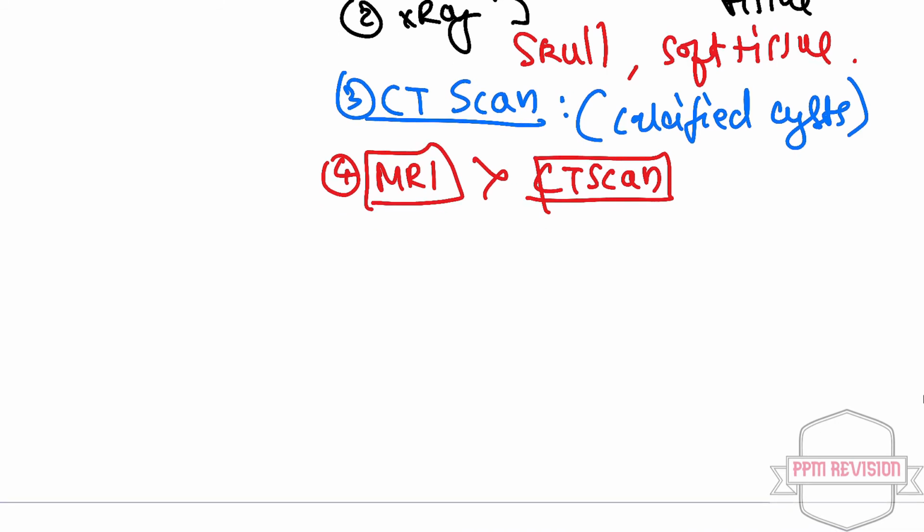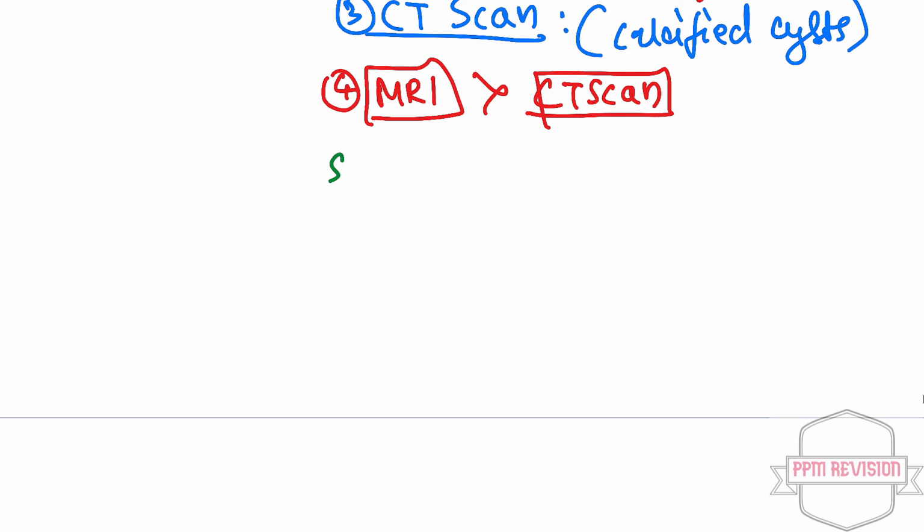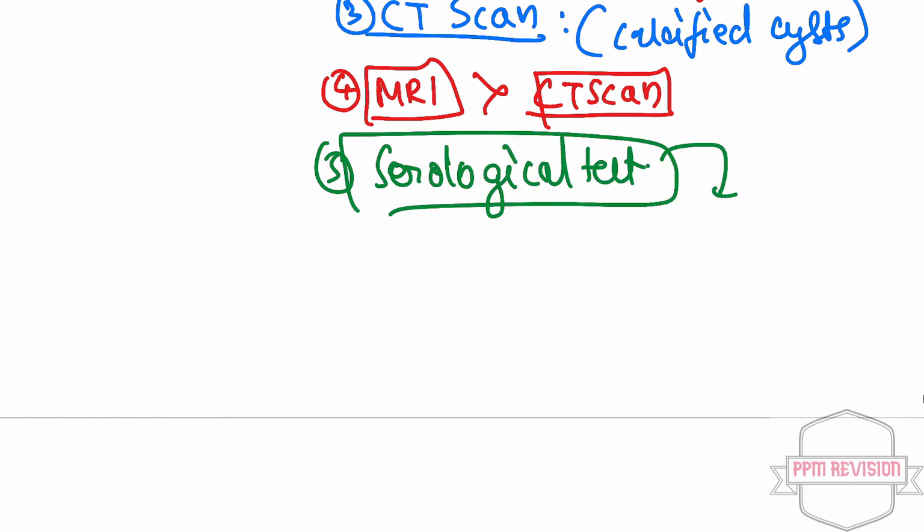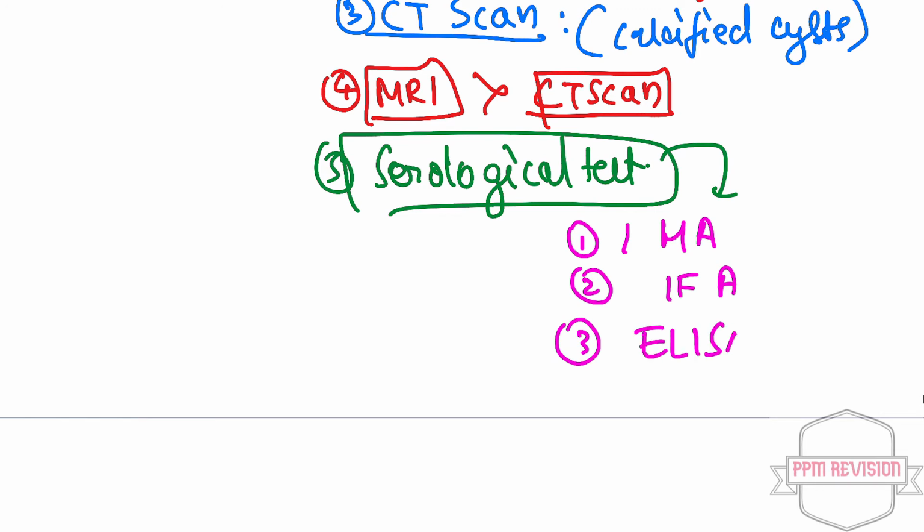Next, as with all diseases, we can take the serological test, and it is used for, the examples here are indirect hemagglutination assay, indirect fluorescent antibody, and then enzyme linked immunosorbent assay.